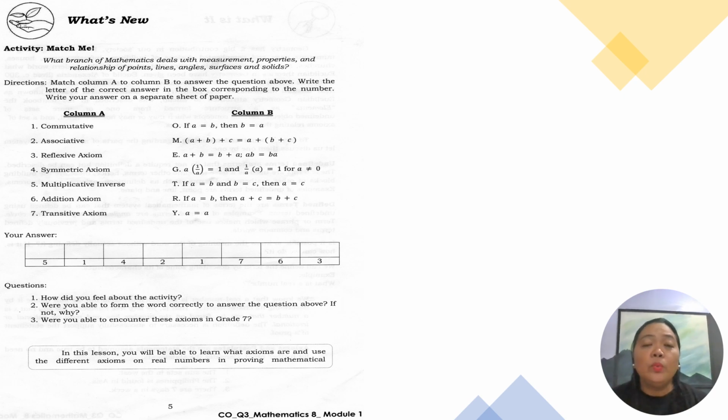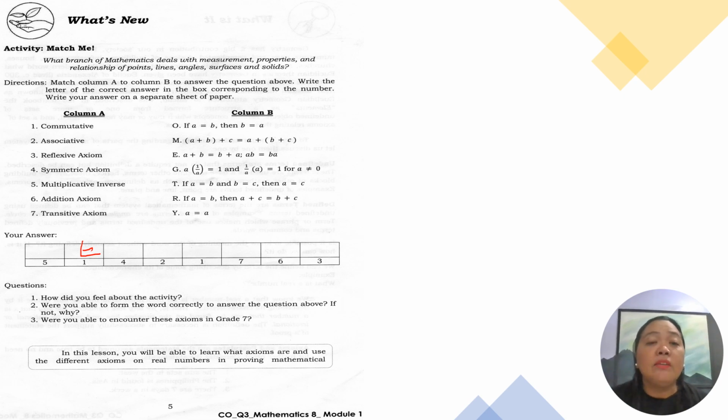The same goes with the commutative property of multiplication. A times B is equal to B times A. The position of the factors does not affect the product. Now, since E answers number 1, then we need to write letter E here. Letter E.